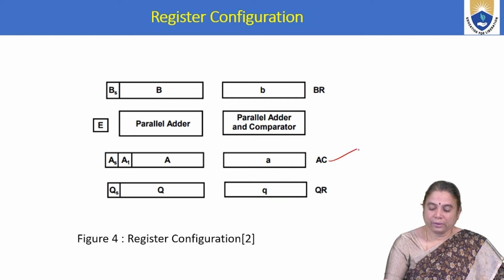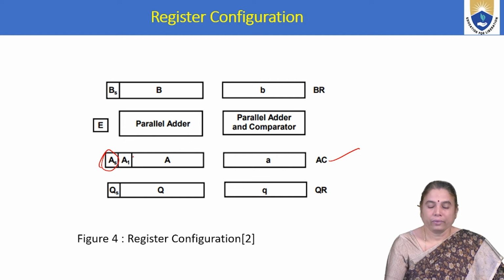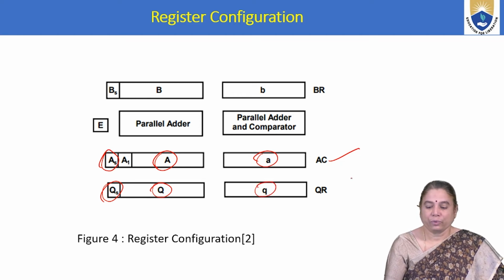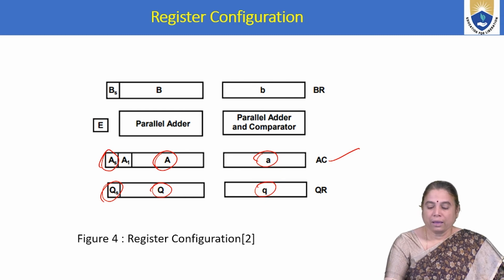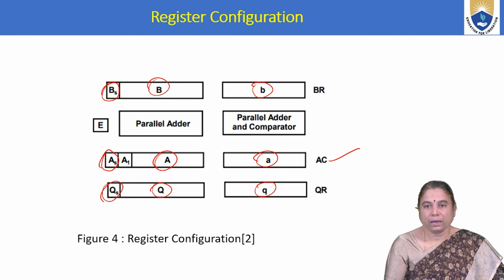This is the AC register. In the AC register, the sign bit is represented with AS, capital A represents the mantissa, and small a represents the exponent value. QR is represented with QS, the sign bit, Q is the mantissa, and small q is the exponent of the number stored in the Q register. Similarly for BR, BS is the sign bit, capital B is the mantissa of the BR register, and small b is the exponent of the BR register.